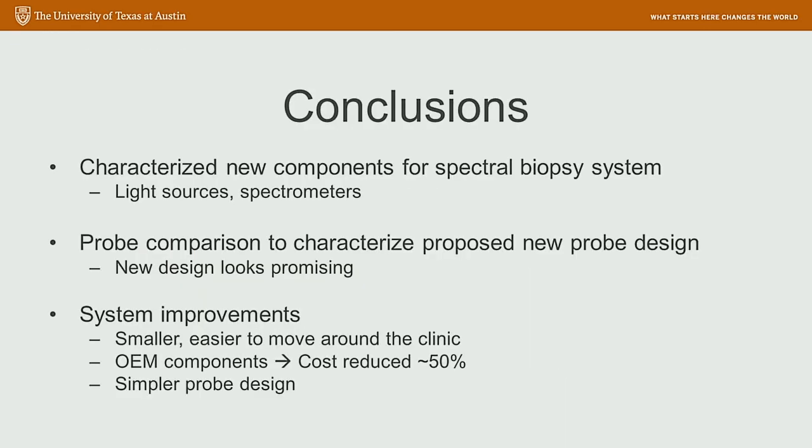So our conclusions from this study are that we were able to characterize these new components for our new spectral biopsy system, including these new light sources and miniature form factor spectrometers. As part of these characterization studies, we compared the performance of the 2 probes that we have, and we showed that the new design looks to be promising. Some system improvements that we've made: the system is smaller, a little bit easier to move around the clinic, and the use of these OEM components should lead to a cost reduction of around 50% from the original system. And finally, we were also able to show that this simpler probe design looks very promising.